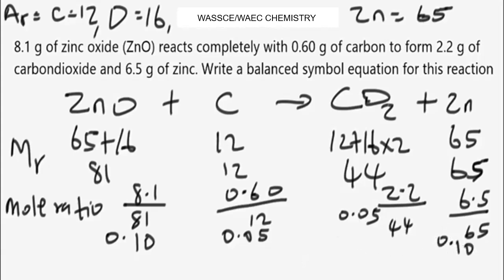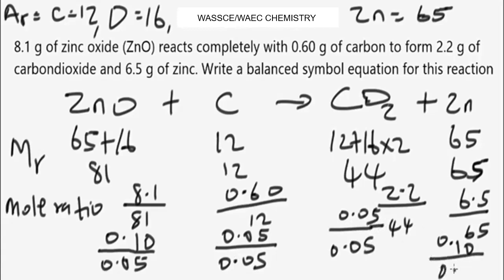Now that we have these respective mole ratios, we don't have to leave them in decimal value or in points like this. So the next thing I'm going to do is to divide through by the least mole ratio. The least mole ratio here is 0.05, which is less than 0.1. So divide through by 0.05. When you punch on your calculator, 0.1 divided by 0.05 will give you 2.